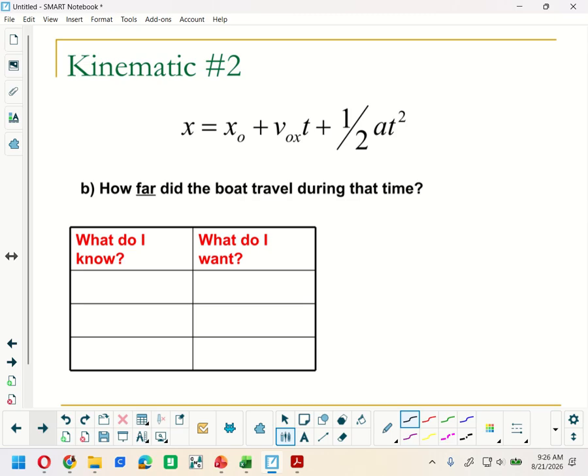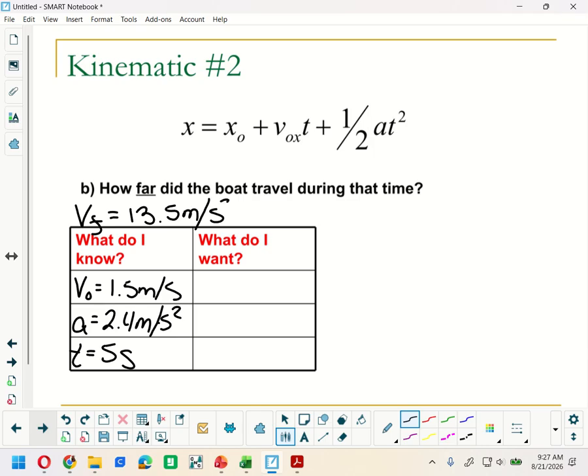All right, so going through, this is the same problem. I have the same starting information. My initial velocity, 1.5. I had my acceleration, 2.4. I had my time, which is 5 seconds. My previous answer was the velocity final.